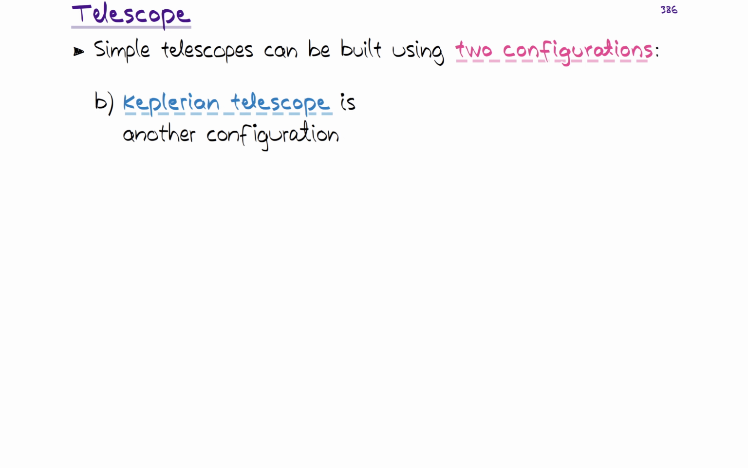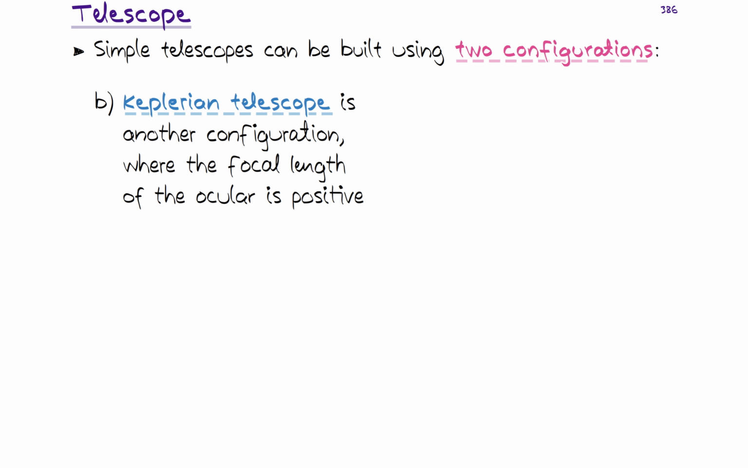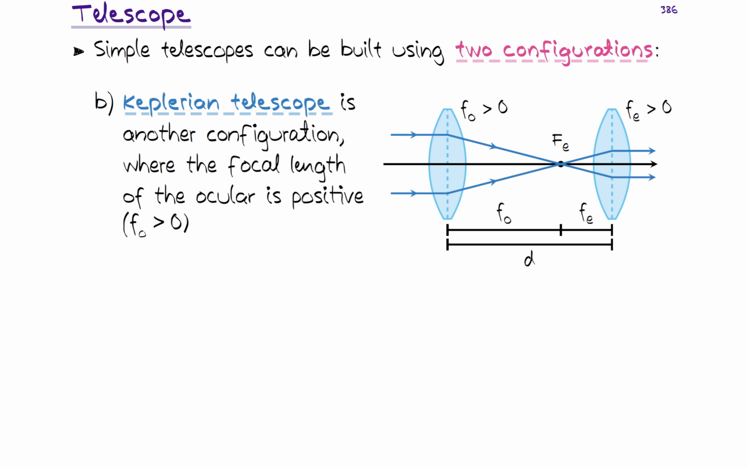There's another configuration that came afterwards, and this was invented by Kepler, and hence it's known as the Keplerian telescope. And here the ocular lens is a positive one, so the configuration looks like this, as we already were looking at in the first slides. Now the disadvantage is that the separation between the lenses is larger, so it's not as compact a device, and the image is actually inverted when you look at it.